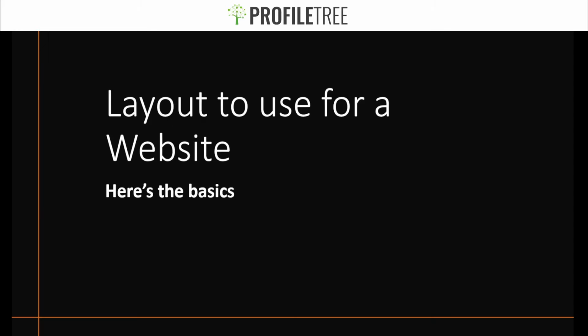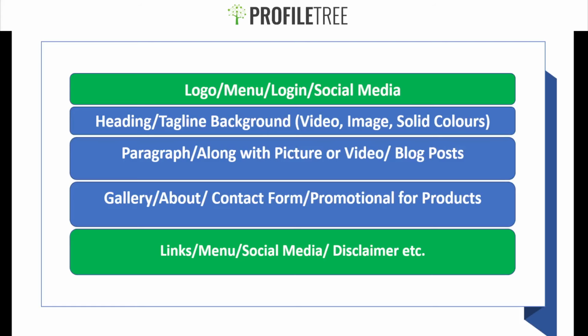So, how do we actually build a website and how do we lay it out? So of course you have your header, you've got your section, and you've got your footer. So you would have a logo, menu, login, social media. Then for your section, heading, tagline, background, so that could be like video, image, or solid colors on the background with that hero section. Then you would have a paragraph along with a picture or video, or you can even add a blog post. And depending if you have an e-commerce site, you can have promotional products, a contact form, about, or a gallery. Then lastly, you would have your links, menu, social media, and your disclaimer. So that's depending if you want to have that for your footer.